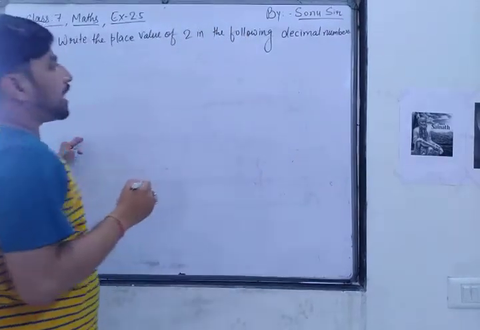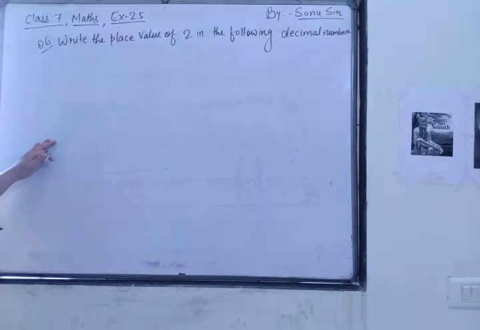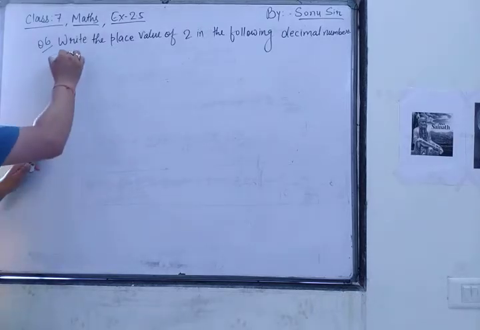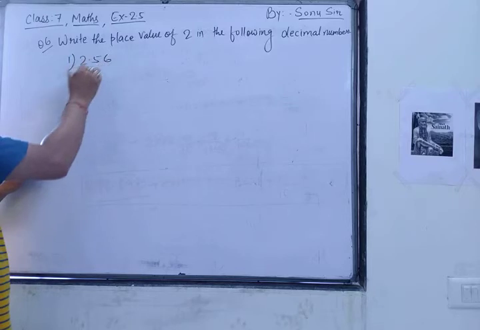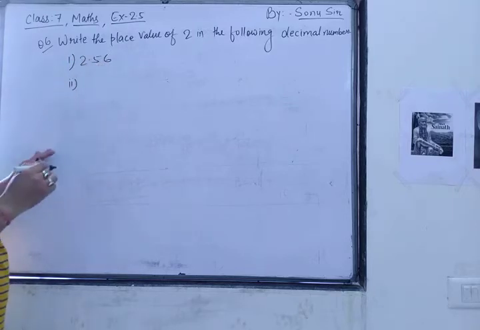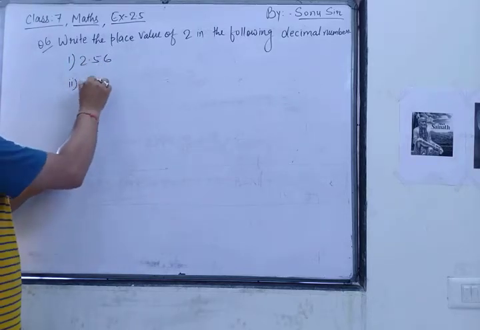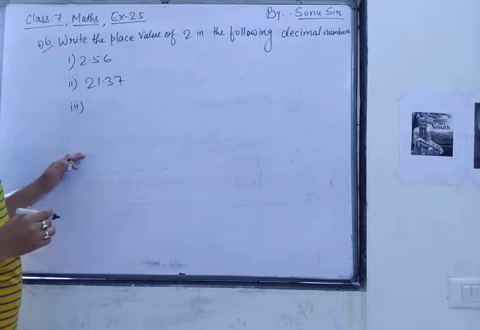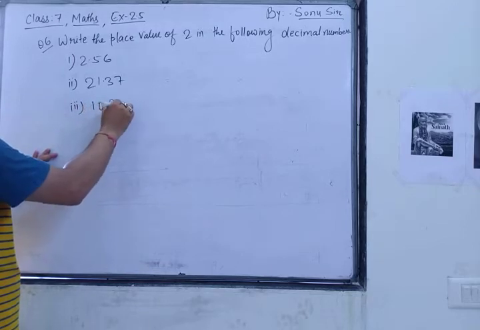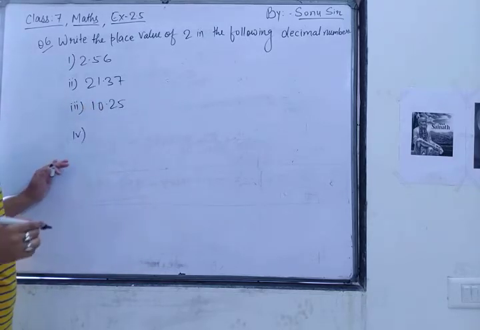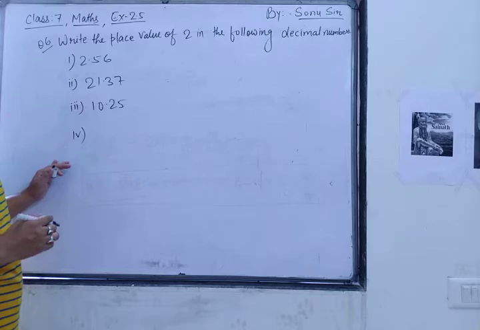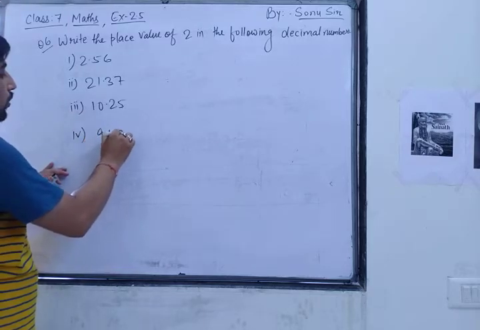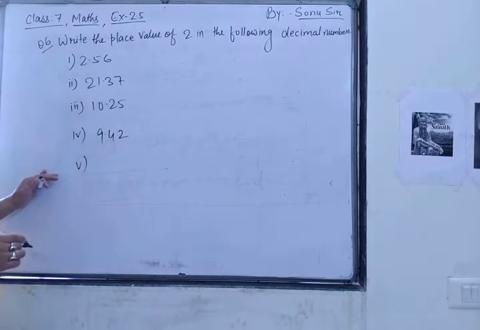Here there are some questions. In that you have to just write what is the place value of 2. First question is 2.56. Second question is 21.37. Third question is 10.25. Fourth question is 9.42. And the fifth question is 63.352.